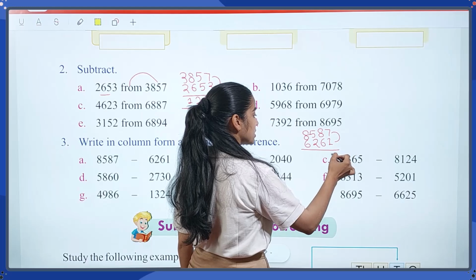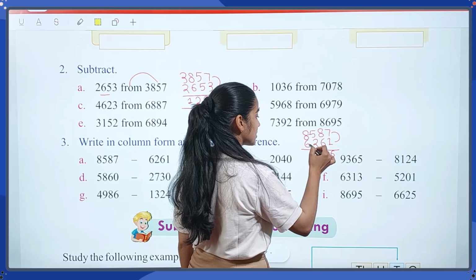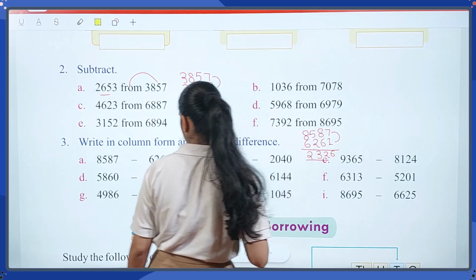7 minus 1 is 6. 8 minus 6 is 2. 5 minus 2 is 3. 8 minus 6 is 2. So this is your final answer.